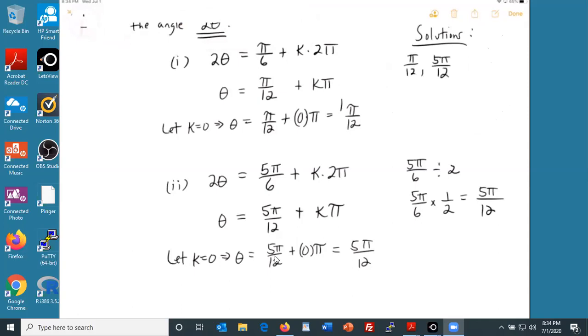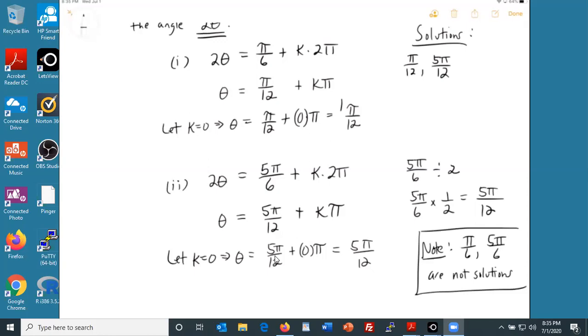So what we want to do is note that pi over 6 and 5 pi over 6, those aren't solutions, all right? But they're used to find the solutions in the formulas that you see right here on the page, okay? So that means we need to get two more solutions. So let's pick another k value like 1. So then I'll get pi over 12 plus 1 times pi.